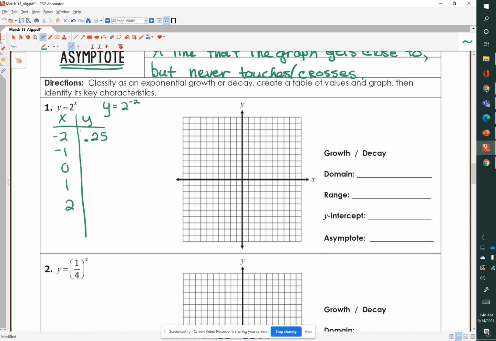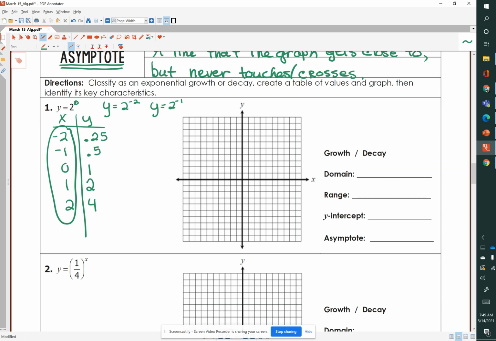When x is negative 1, then y equals 1/2, or 0.5. When x is 0, we know 2 to the 0 power equals 1. When x is 1, the function equals 2. When x is 2, the function equals 4. So all I've done is I've substituted these values for x and have evaluated the function.